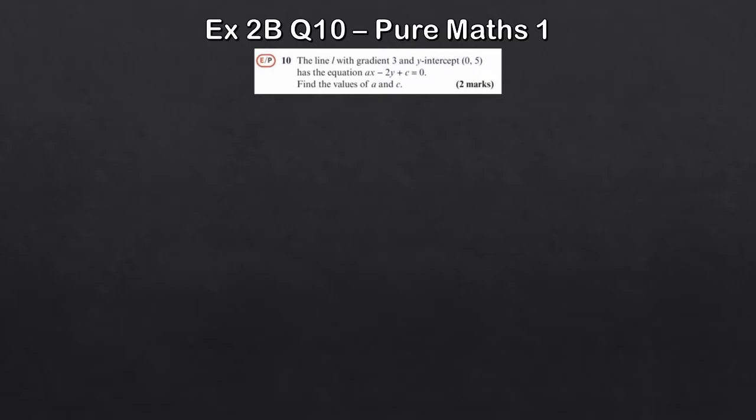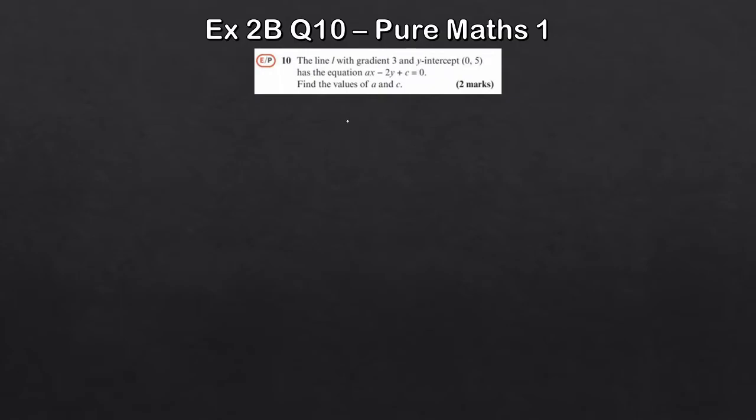Let's take a look at the next one now. We've got a line L, it has gradient 3 and y-intercept 5, and we're told that it has this equation here. So all we've got to do is find A and C. How would we do this? It's 2 marks, so we shouldn't expect a massive amount of work.